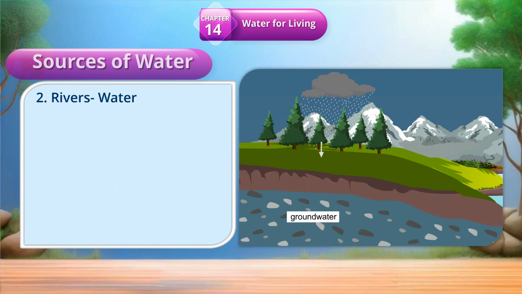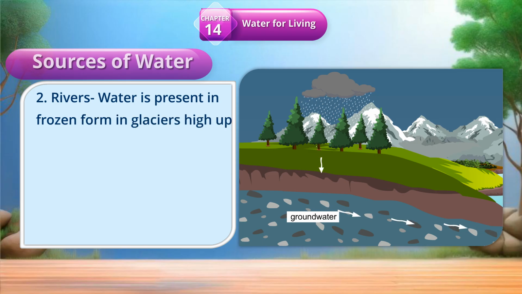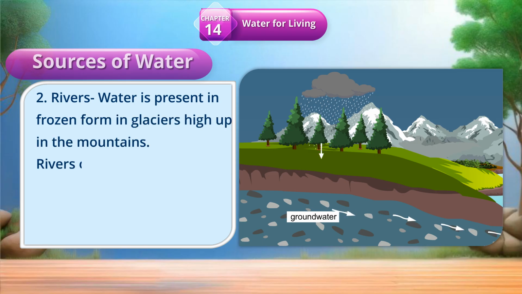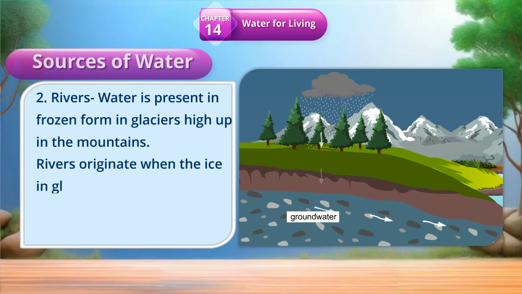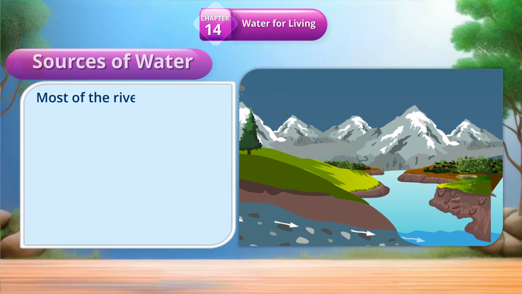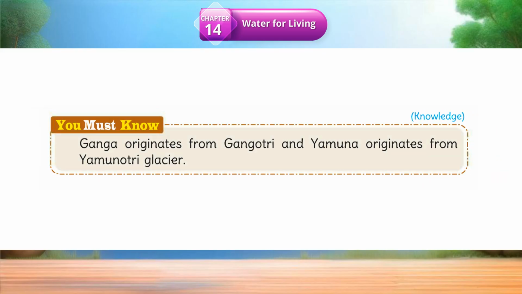2. Rivers. Water is present in frozen form in glaciers high up in the mountains. Rivers originate when the ice in glaciers melts due to the sun's heat. Most of the rivers flow into the seas or oceans. You must know, Ganga originates from Gangotri and Yamuna originates from Yamunotri Glacier.